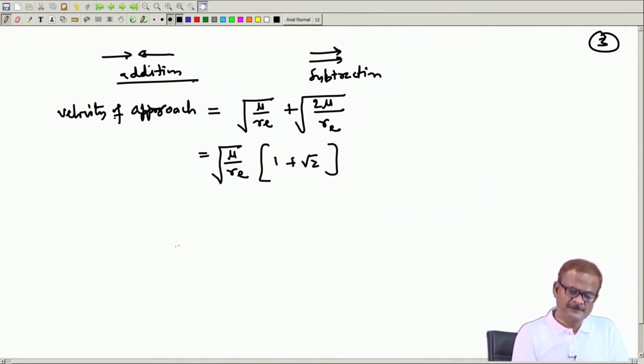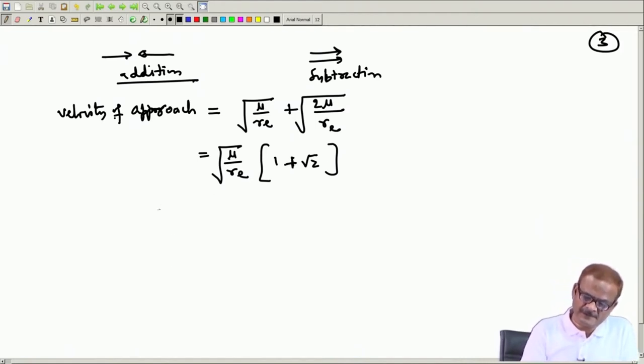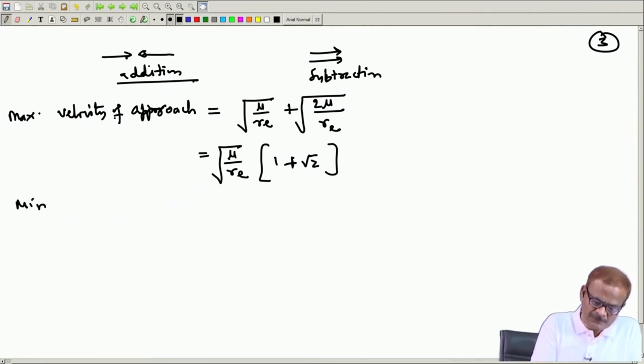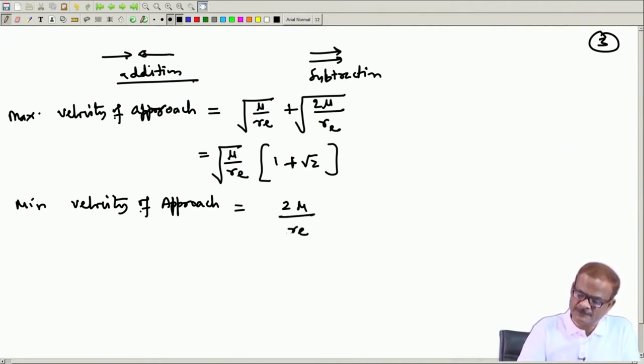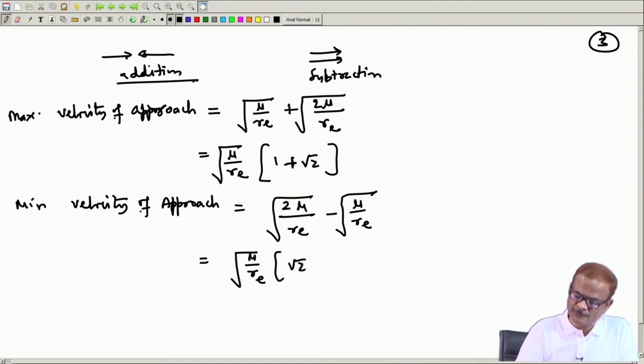So, this is under root of mu by r e times 1 plus under root 2. In the other case, once they are moving in opposite direction, we have to subtract it. So, in that case, this is the maximum velocity of approach and the minimum velocity of approach will be given by, because this quantity is larger, so we put it first here, minus under root of mu by r e. So, this is under root of mu by r e times root 2 minus 1.